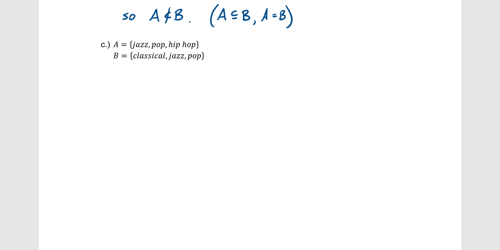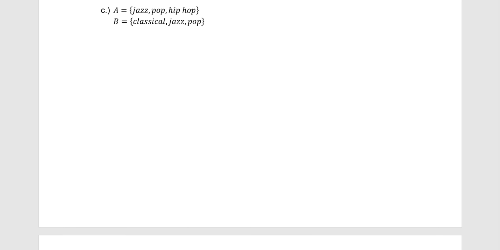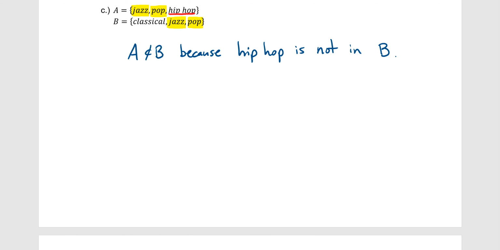Okay, so for this last one here, in set A we have jazz, pop, hip hop. In set B we have classical, jazz, and pop. So seeing if all the elements in A are also in B, A has jazz, so does B. A has pop, so does B. And A has hip hop, however, that is not in set B, so that means A is not a proper subset of set B. Okay, and also for this one, A is not a subset of B. A is not equal to B, however, the cardinalities are the same, so these would be equivalent sets.